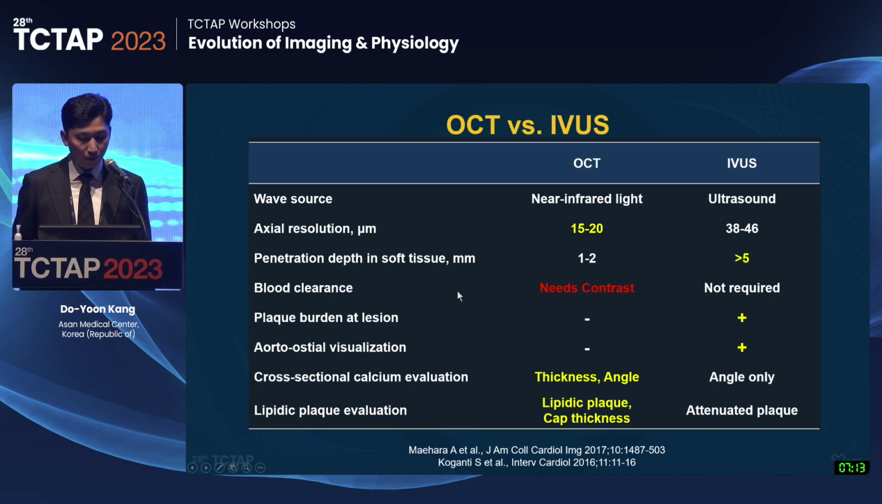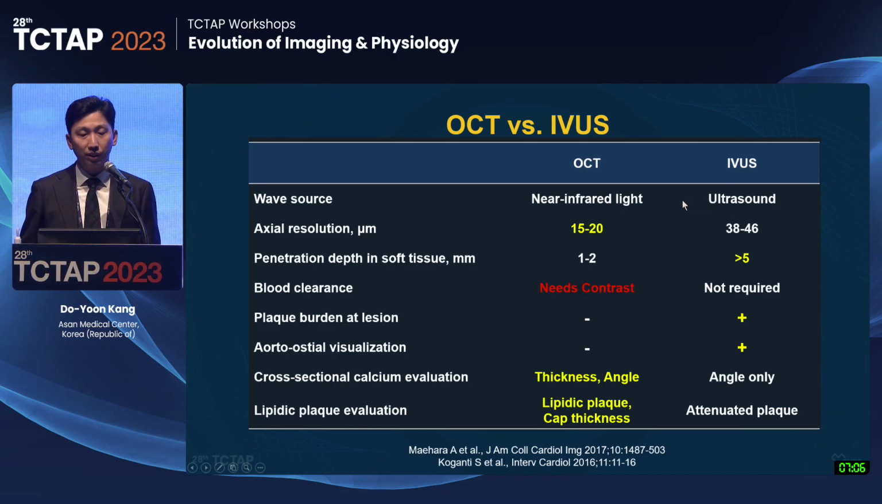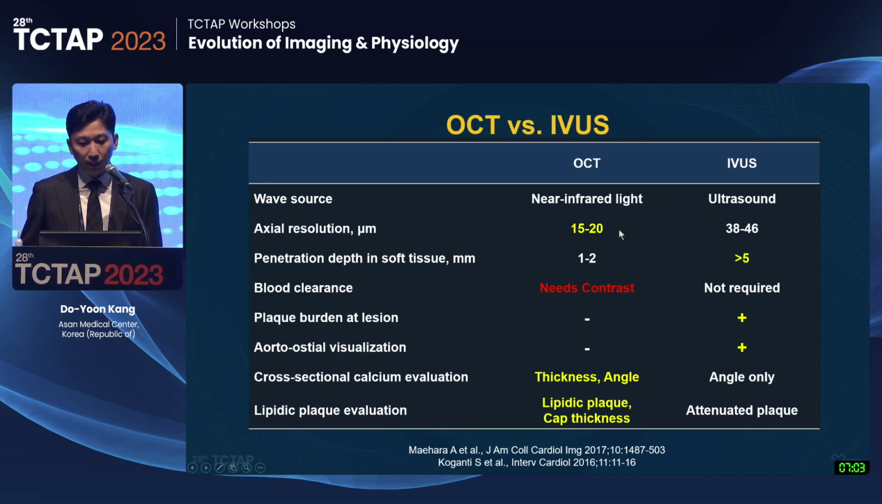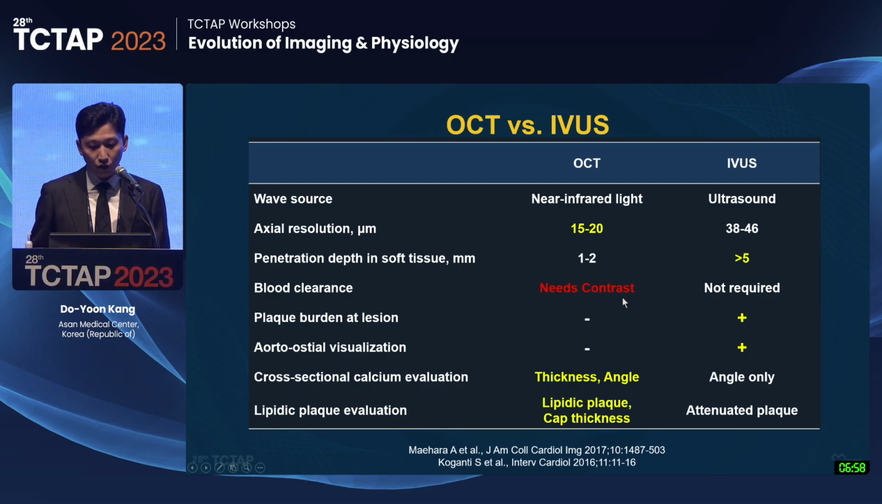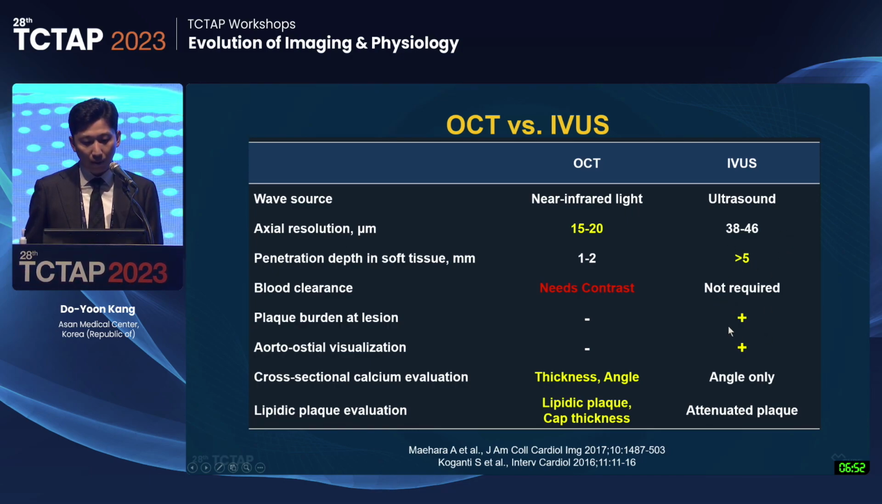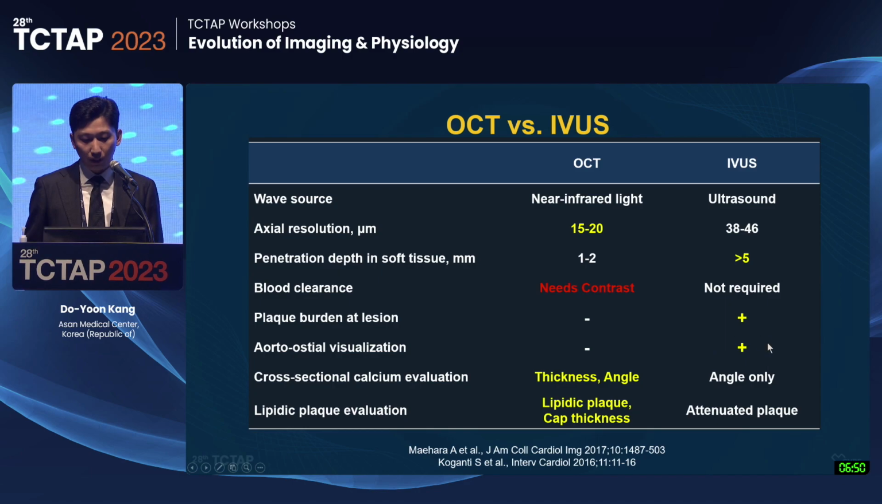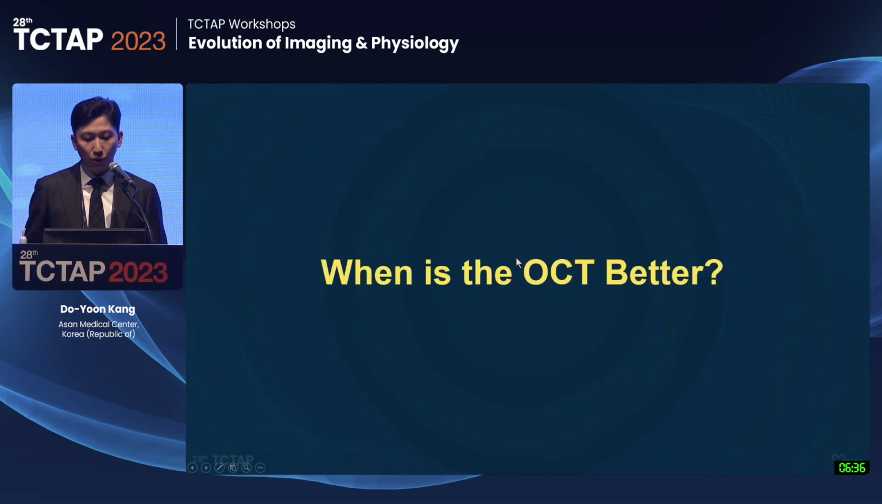This is a very good paper from Dr. Maehara. OCT uses near infrared light, and IVUS uses ultrasound, so there is an inherent difference between the two methods. OCT has better axial resolution, but needs blood clearance, usually with contrast agent. And IVUS, because the axial penetration is good, allows plaque burden and vessel or aorto-ostial visualization. In vivo comparison showed a little bit larger lumen area in IVUS, but in other studies it was similar. Then, when would OCT be better?